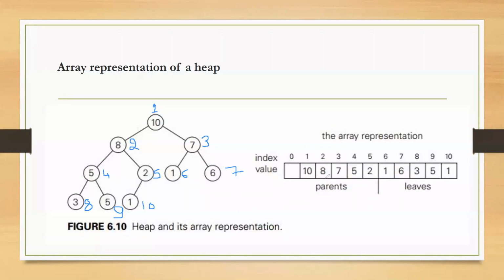Now if you observe this array from array index 1 till array index 10, all the elements are there from top to bottom and left to right: 10, 8, 7, 5, 2, 1, 6, 3, 5, 1. So level by level, you read the elements from the tree and put them into the array. Now there are some relationships between the tree parents and the leaves. We'll see them in the next slide. Some more points are there.